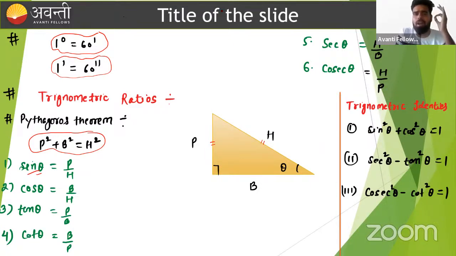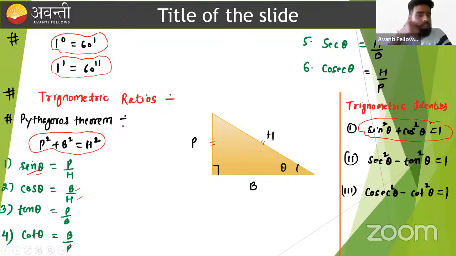I hope everybody is aware about this. If we belong to the science stream, cos theta is the base upon hypotenuse. So there are some basic formulas that I mention here, and there are some identities also, beta, that we can say are the God identities.